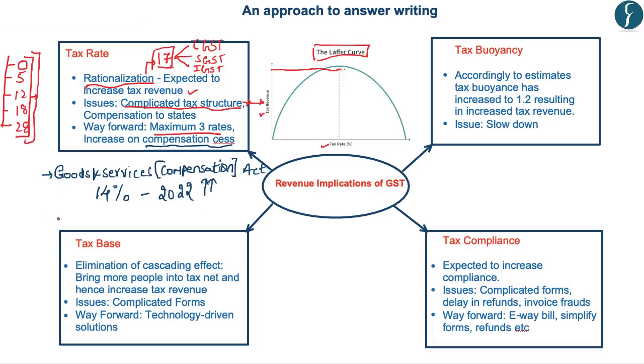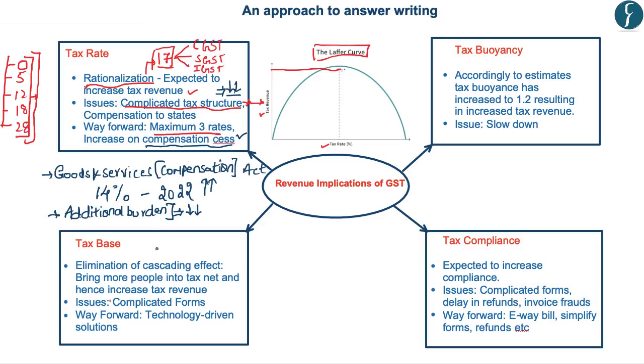Now, the recent data on the compensation to states show that the central government has been paying more compensation than what is received under the compensation cess. As a result, this puts an additional burden on the revenue of the central government. Due to this additional burden, the overall revenue is said to have decreased. Therefore, in short, the complicated tax structure, which includes multiple tax rates and compensation to states on account of shortfall, has resulted in a decrease in tax revenue for the central government.